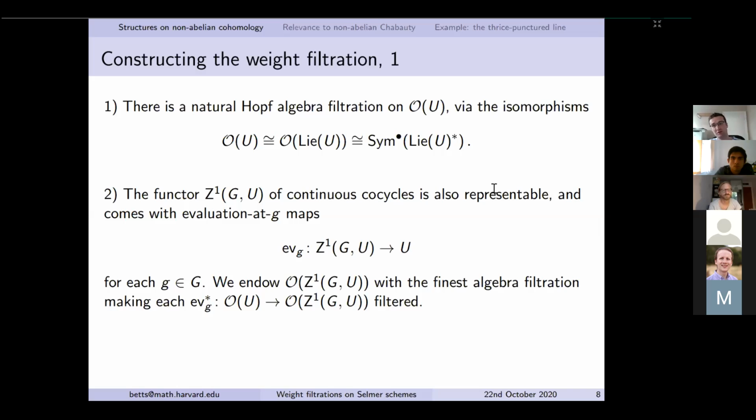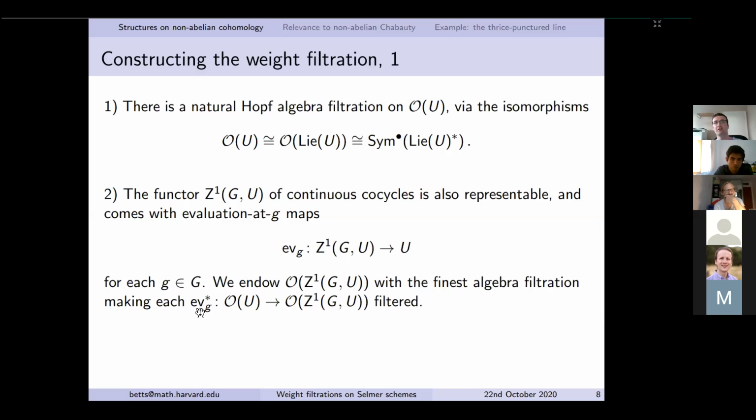And so the next stage, once we know that the cohomology scheme is representable, we also know that we have a cocycle scheme which represents the functor of cocycles. And moreover, this scheme, whatever it is, comes with evaluation maps. If I take an element of my group G, I can take a cocycle and evaluate it at that element to get an element of U. And so these maps give morphisms of schemes.